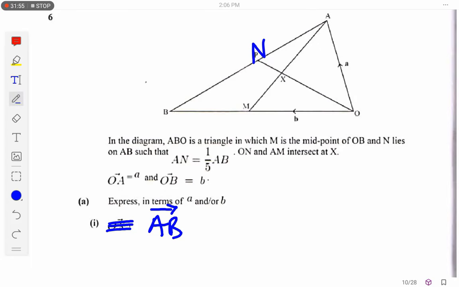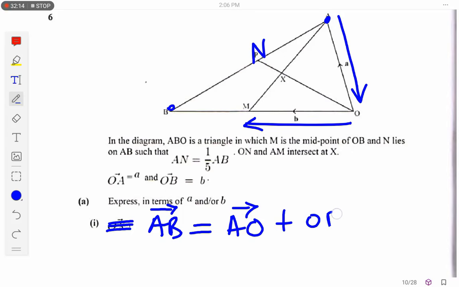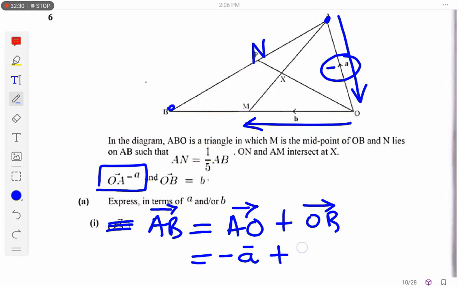So the first question: find in terms of A and B, AB. We are simply saying, how do we get AB? AB is this one, so you are moving from A to B. You can use this route, A to O, then O to B. Remember we're given OA, but we are now saying AO, so we are opposing the direction of the vector that we're given. So it is going to be negative A plus B. That's how we find the vector there.